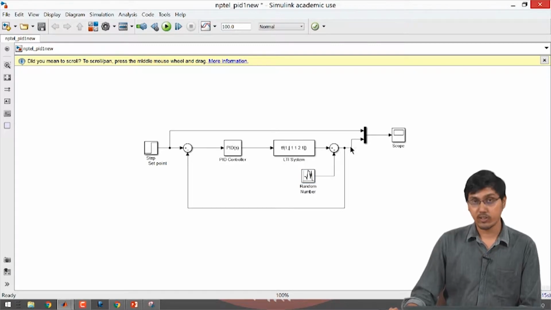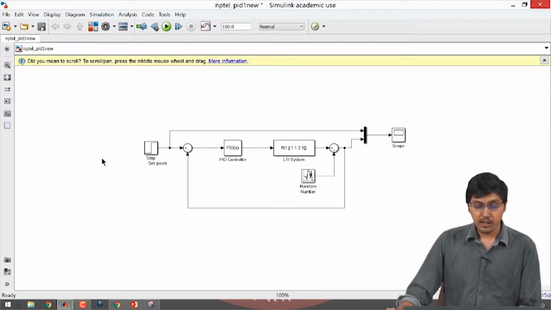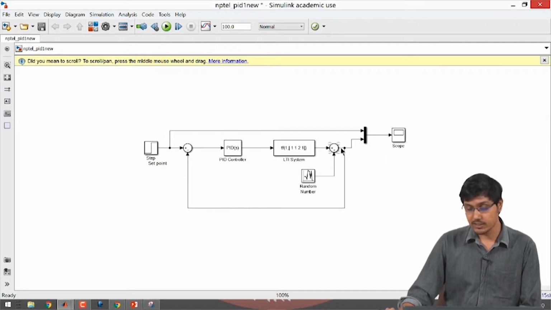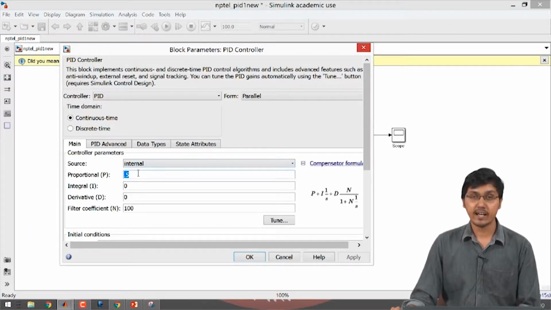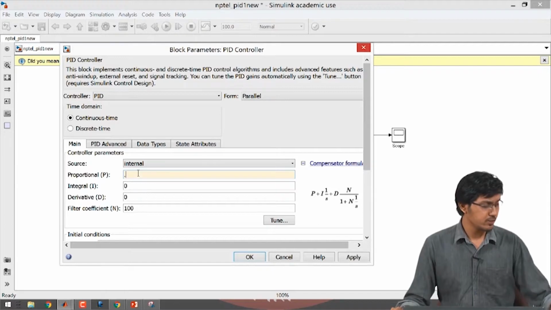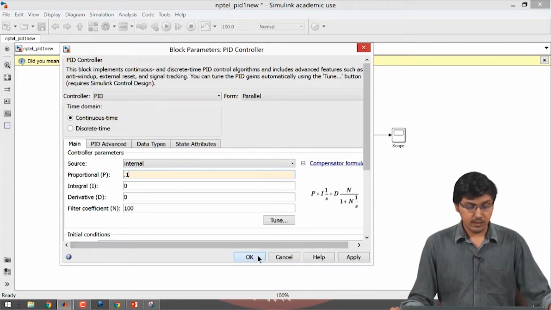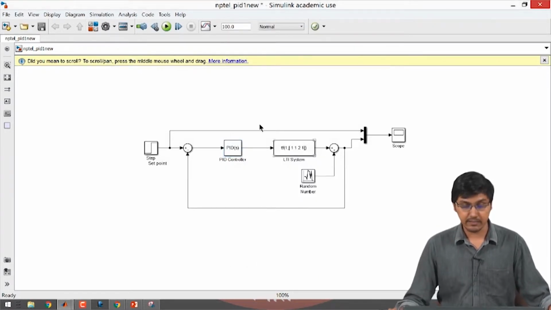So, without noise we are going to simulate first. This is the scope and this is the multiplexer, which will show both signals, the set point signal and this particular signal, on the scope. So, let us start simulating. Just remember the value of proportional gain Kp we have: let us start with a small value, 0.1, and the Ki value is 0 and the Kd value is 0 again. We are just going to see how the system behaves.